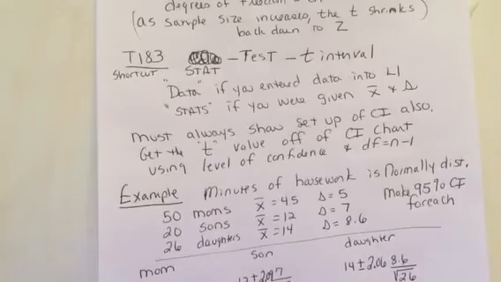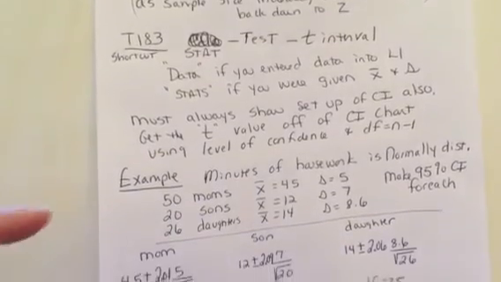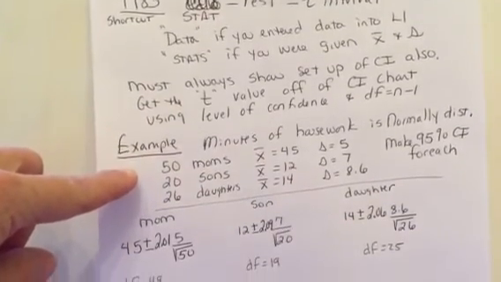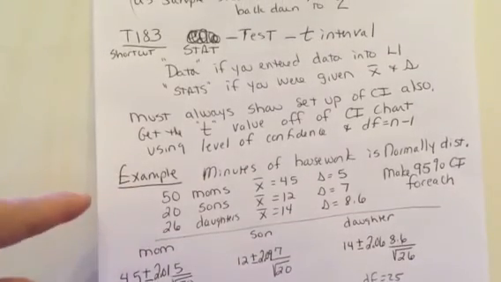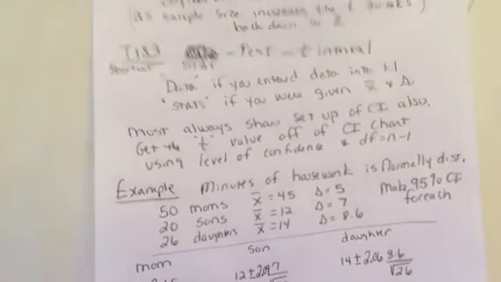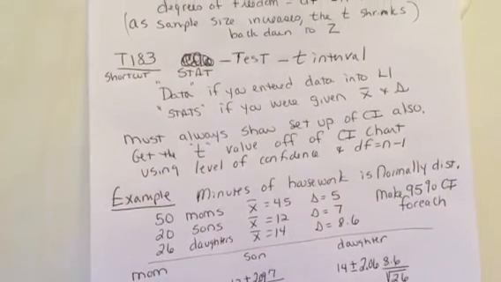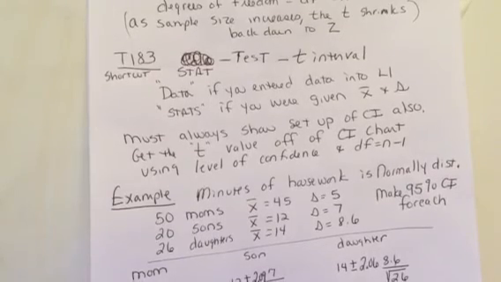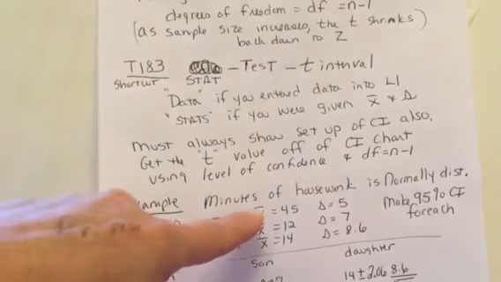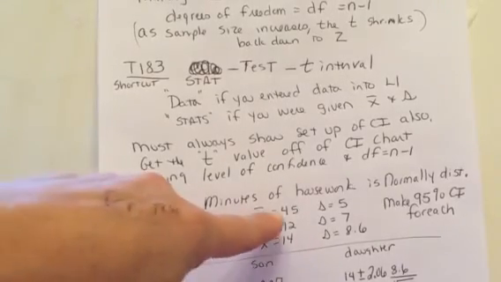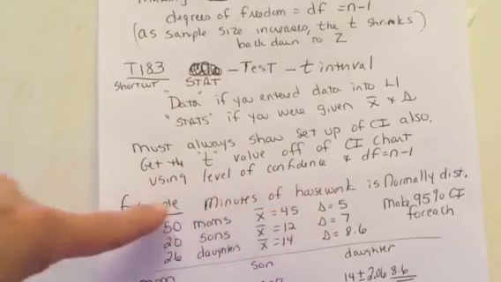So let's do an example. Silly, made up, I kind of got this out of a book. Let's say we studied how many minutes of housework people do a day. We're going to look at moms, sons, and daughters. And we do know that minutes of housework is normally distributed. We have to know normality if we don't have a big enough sample size. And we're going to make what we call 95% confidence intervals for each. So there's the information. There is the mean of the 50 moms, how much they're spending on housework. There's the standard deviation, and the same thing for sons and daughters.